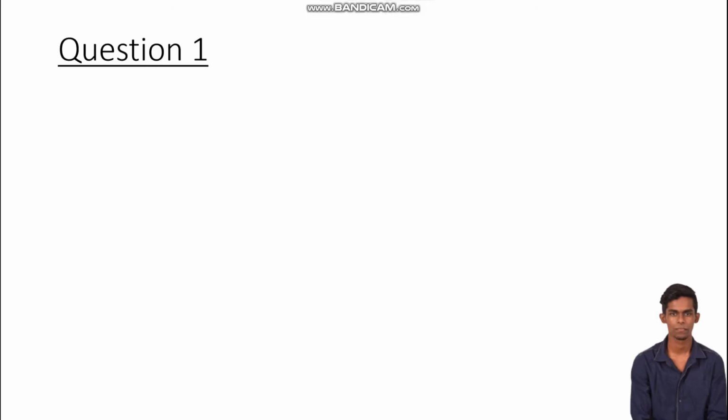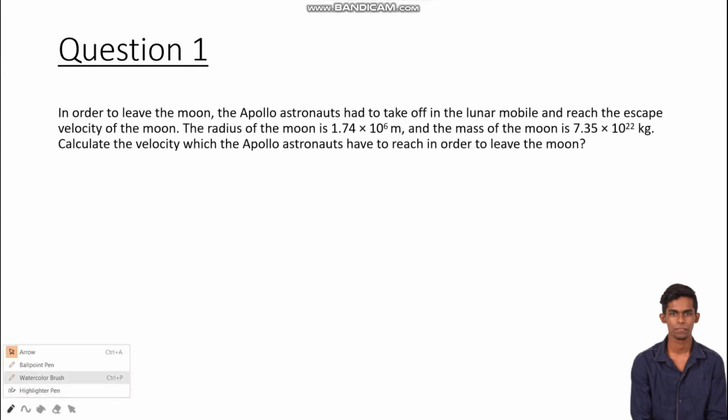Okay, let's have a look at the questions. First question: in order to leave the moon, the Apollo astronaut had to take off in the lunar module and reach the escape velocity of the moon. The radius of the moon is 1.74 times 10 power of 6 meters, and the mass of the moon is 7.35 times 10 power of 22 kilograms. Calculate the velocity which the Apollo astronaut has to reach in order to leave the moon.